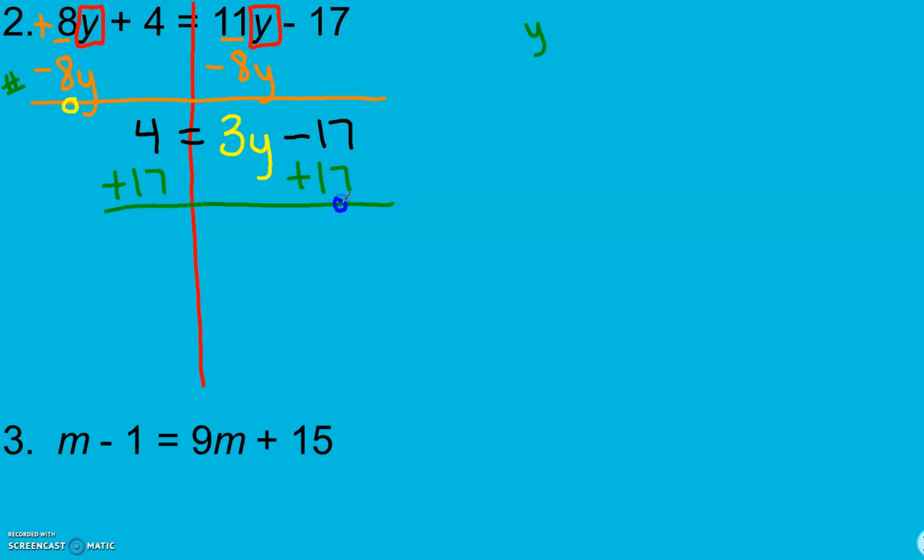Negative 17 plus 17 is 0. 4 plus 17 is 21. It's still equivalent because I've only changed my equations by doing the same thing on both sides, and here I didn't change that 3y. Now, my y is being multiplied by 3, so I go ahead and get rid of it by dividing by 3. I get 7 equals y, or y equals 7.